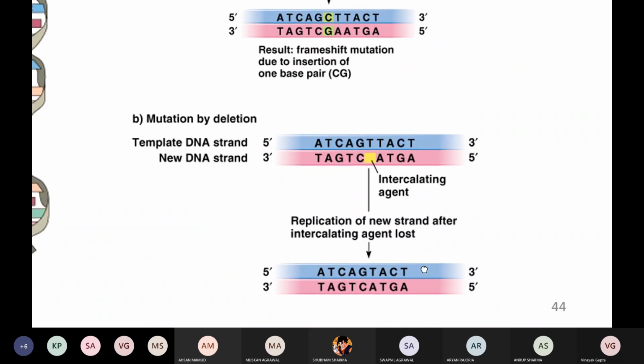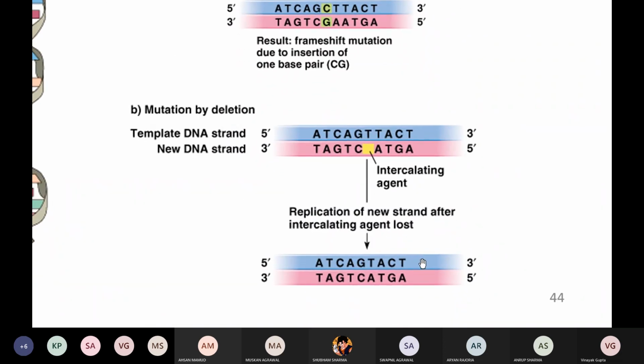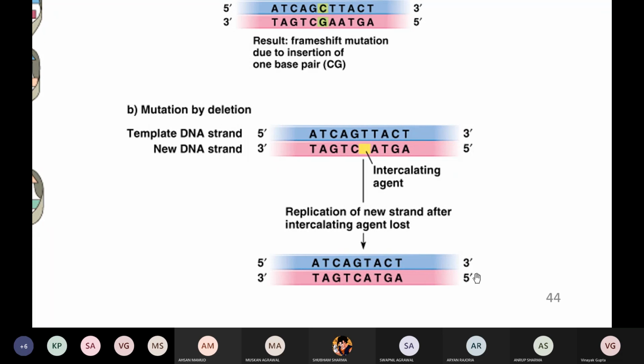Next is the deletion. So what is happening here? Can you explain?